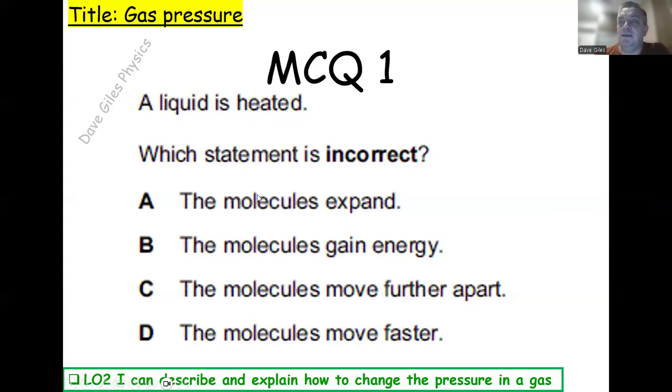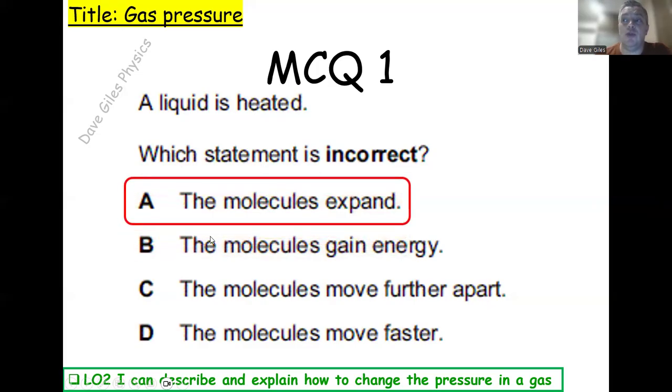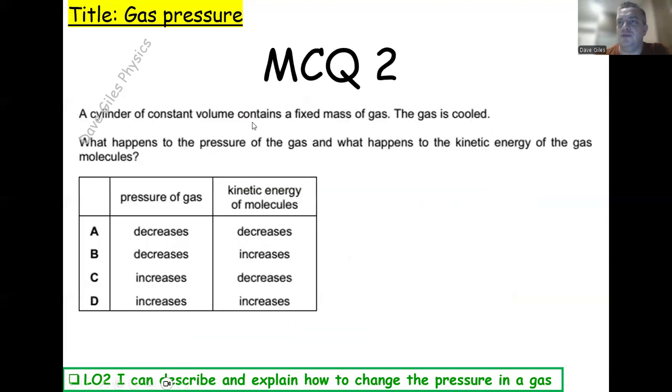Well, the liquid itself will expand. However, each individual molecule will not. The space between the molecules will, but not the actual liquid. So the molecules themselves expanding is false.